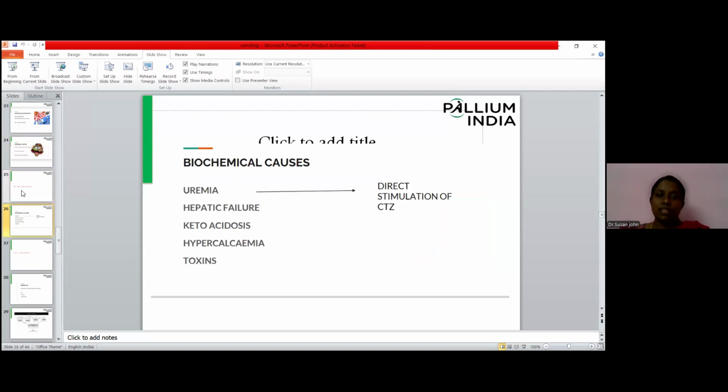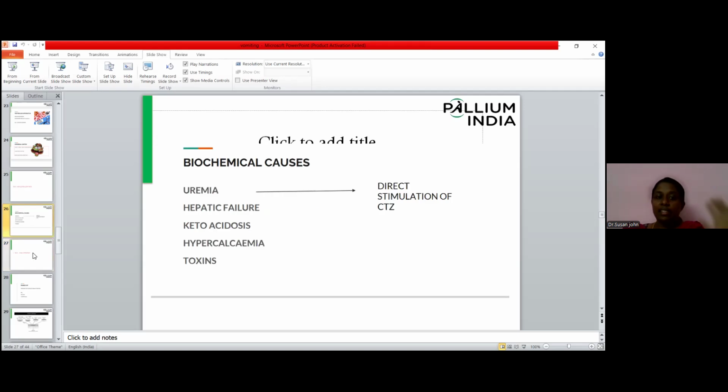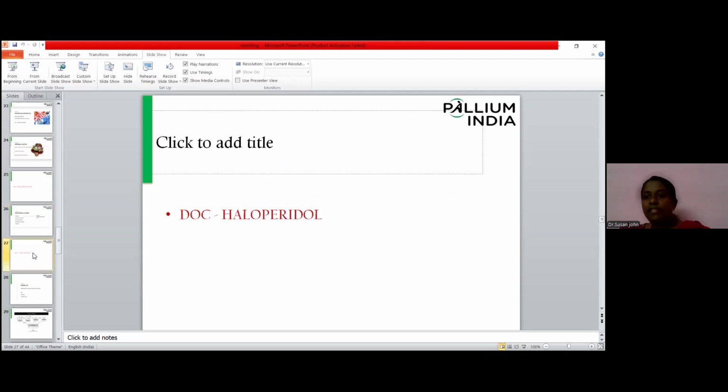Biochemical causes means uremia, hepatic failure, ketoacidosis, hypercalcemic conditions, and some toxins. These will directly stimulate the CTZ, that is the chemoreceptor trigger zone, and that will send signals to stimulate the vomiting center in the medulla, and that will result in vomiting. Here, the drug of choice we usually give is haloperidol, for uremia, hepatic failure, ketoacidosis, hypercalcemia, and toxins. That is, by stimulation of the CTZ, we can give haloperidol.